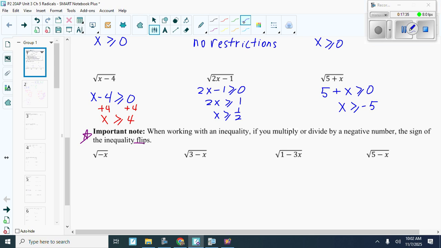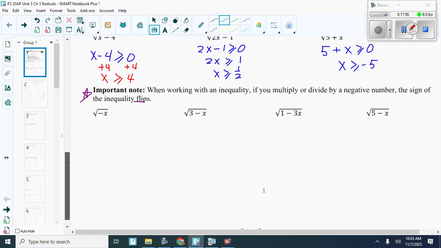So the rule here is, you're just going to take the radicand and make that greater than or equal to 0. Whatever the radicand is, greater than or equal to 0, these are your restrictions. In this question, we have negative x is greater than or equal to 0. I'm going to divide by negative 1. So x, we flip the sign, has to be less than or equal to 0.